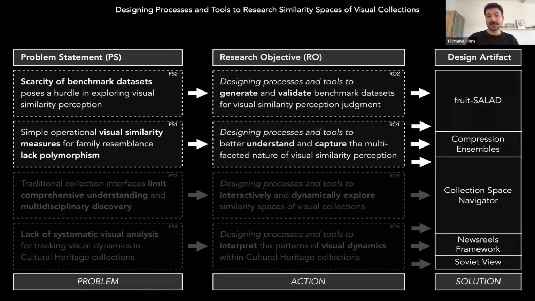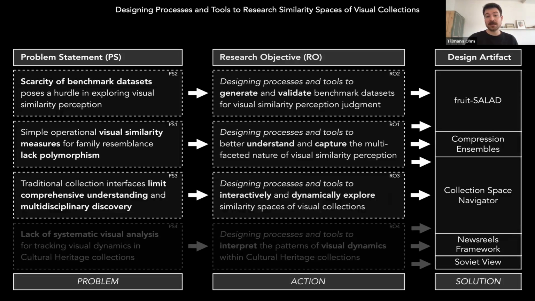The second problem is the scarcity of benchmark datasets for evaluating visual similarity perception. These are important for understanding how different embedding methods perceive similarity, and we need ways to generate and validate such datasets. The third problem is that traditional collection interfaces make it hard to grasp the overall structure of large visual datasets. They limit exploration and often require prior knowledge about the data. So the goal here is to design tools that support interactive exploration of patterns and relationships in visual collections.